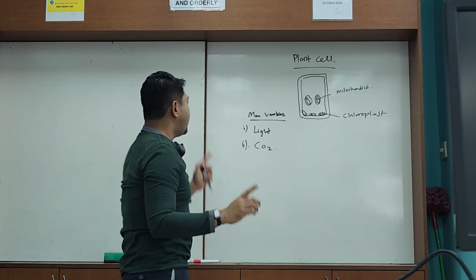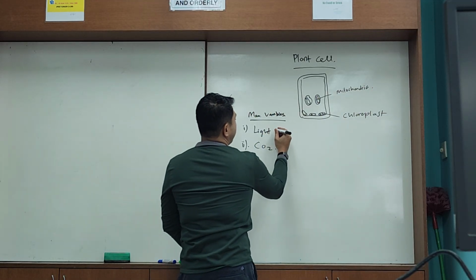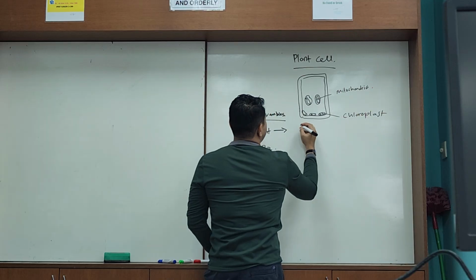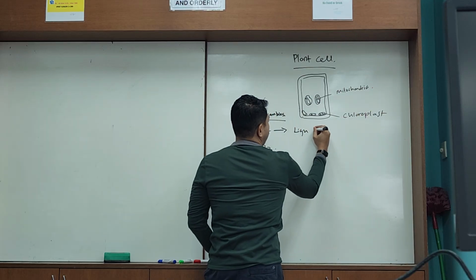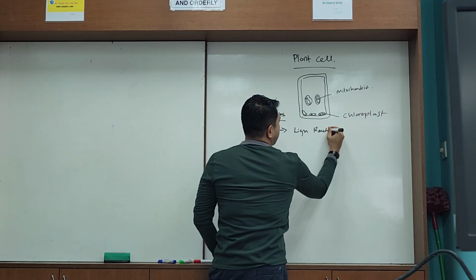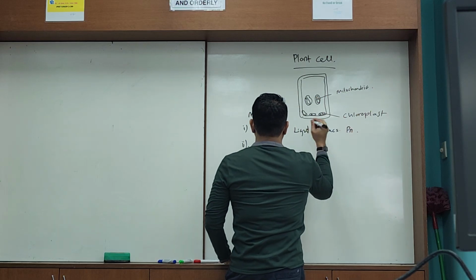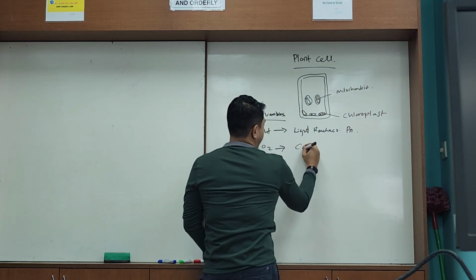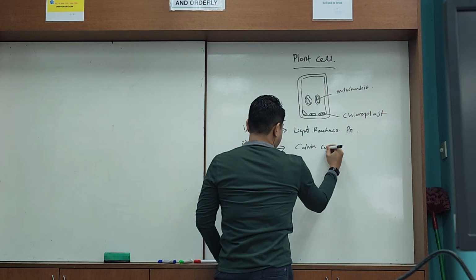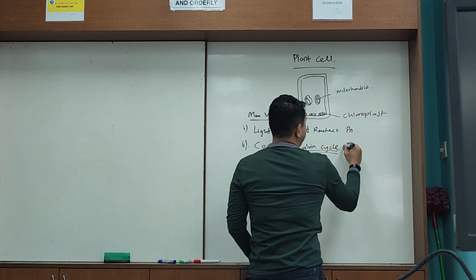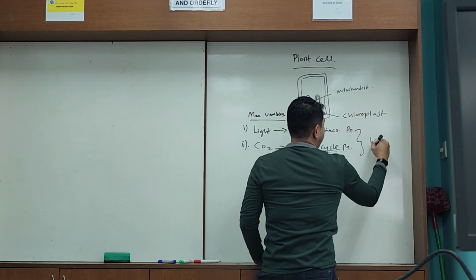That's it. Because light actually will have impact on the light reaction of photosynthesis, and CO2 is actually to feed the Calvin cycle. And together, this is your photosynthesis.